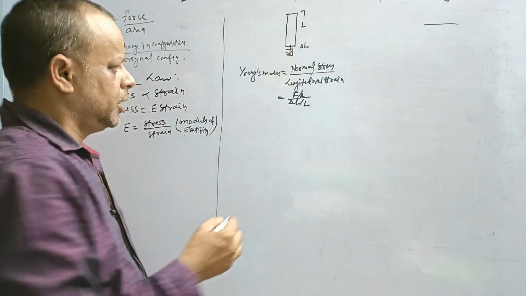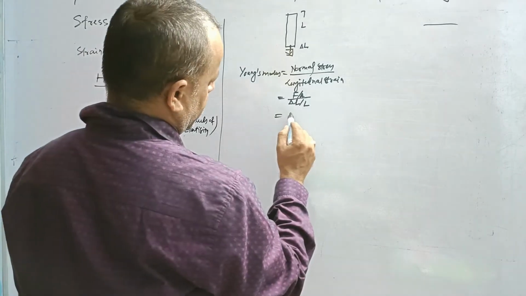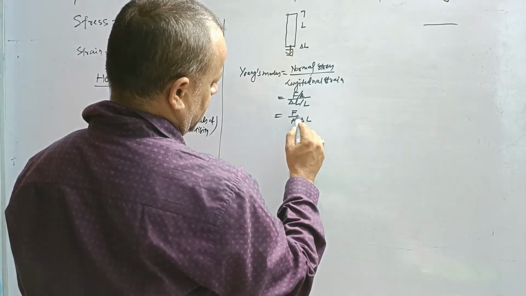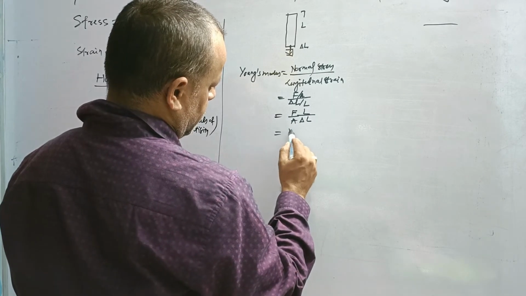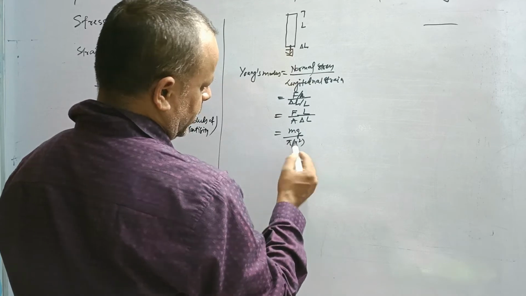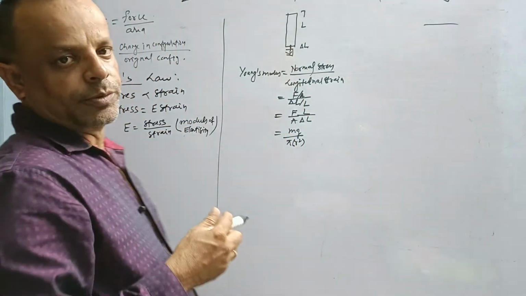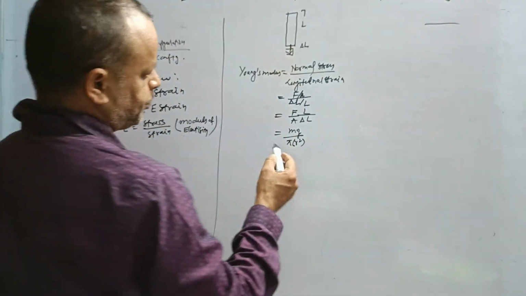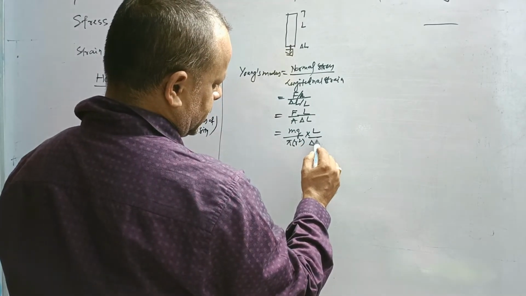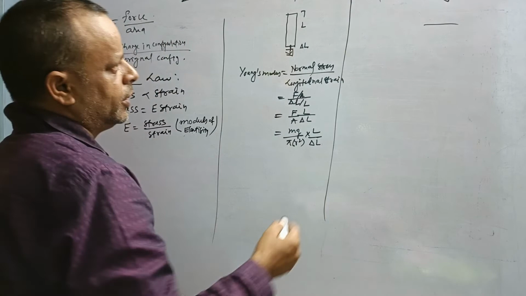Is it clear? It can be written like this: force upon area, this is delta L, this is L. Force is mass into gravity. Area can be written as pi r square, where r is the radius of the wire, L is the length of the wire, and delta L is the extension in the length of the wire.